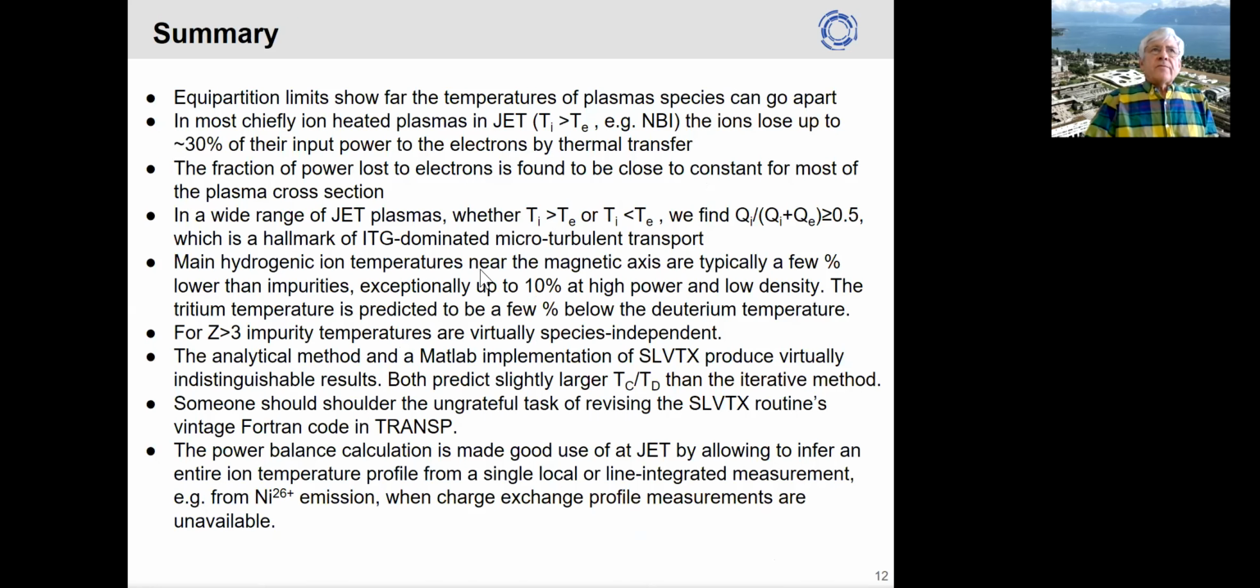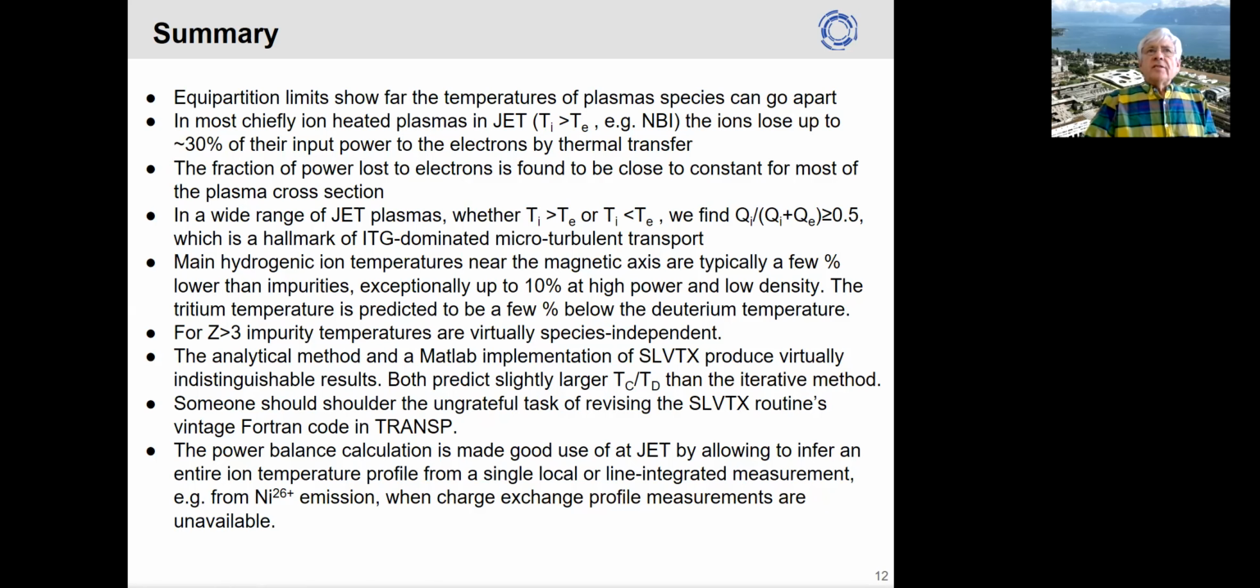Okay, let's summarize all this. Equipartition limits how far the temperatures of the plasma species can go apart. In most chiefly ion-heated plasmas in JET, the ions lose up to 30% of their input power to the electrons by thermal transfer. The fraction of power lost to electrons is found to be close to constant for most of the plasma cross-section. In a wide range of JET plasmas, whether Ti is larger or smaller than Te, we find that the ion heat power, the net power, is more than 50% of the total power. And that's a hallmark of ITG-dominated microturbulent transport.